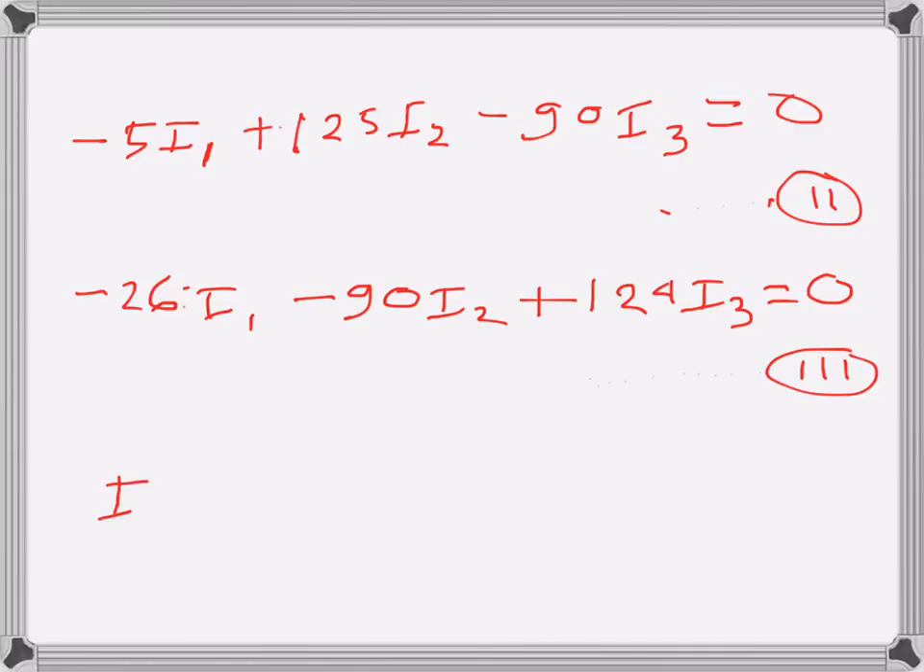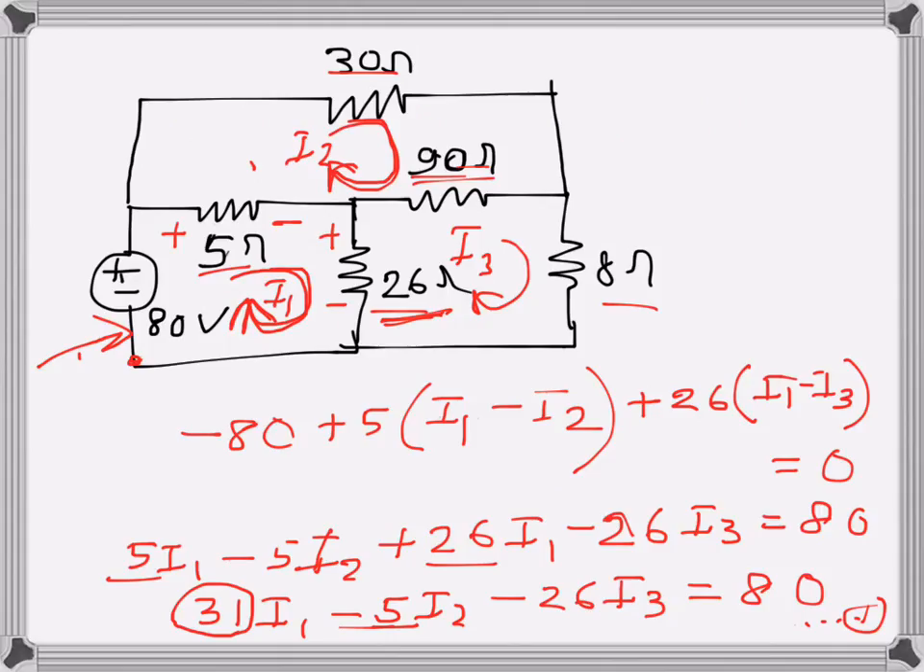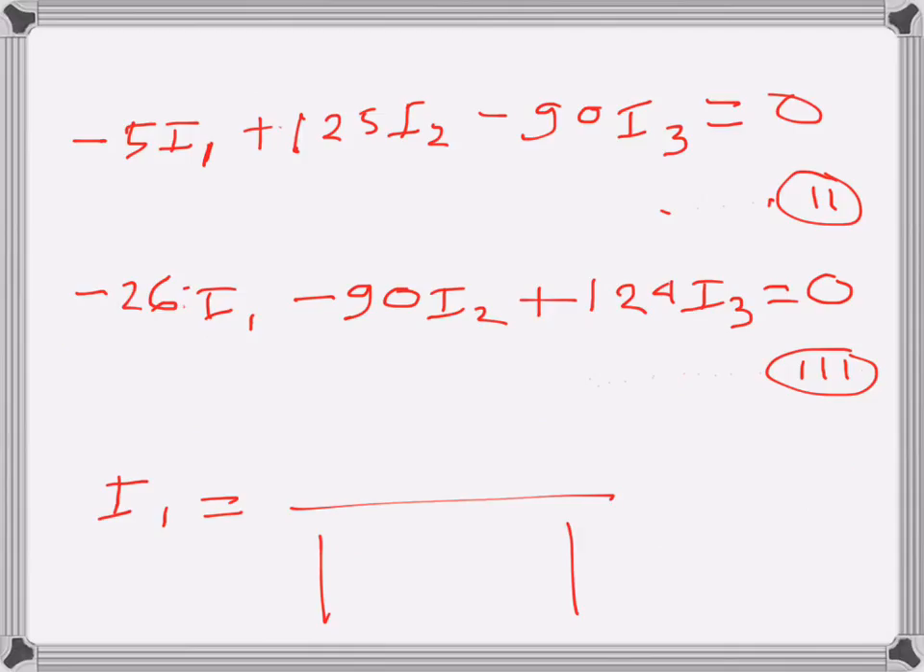So for I1, I will use the determinant method, which is just writing the coefficients as determinants. So the coefficients of I1, I2 and I3 in terms of a determinant. I will write it, and then probably it will become obvious. 31, then minus 5, and then finally minus 26. So these are the coefficients of I1. Then the coefficients of I2, this is in the denominator: minus 5, 125, and finally minus 90.